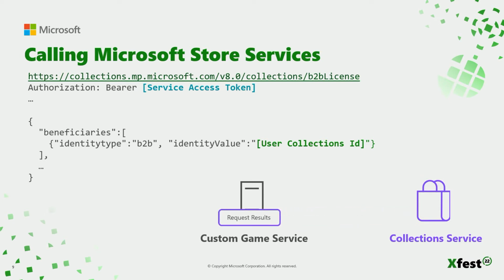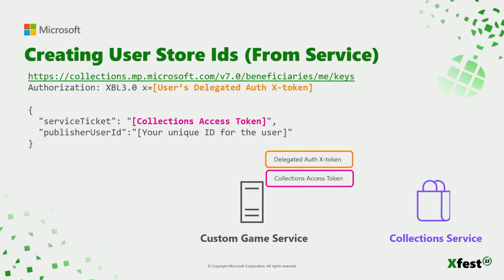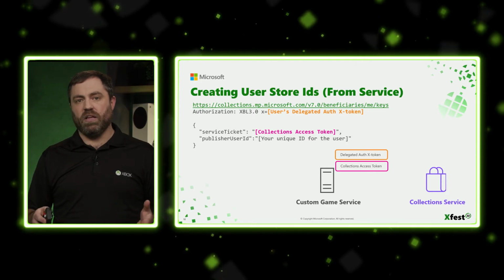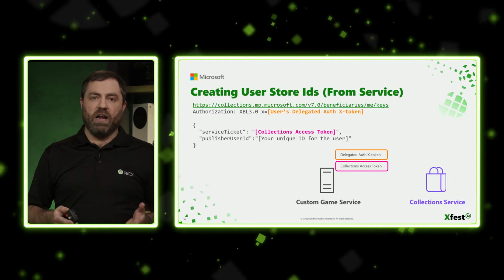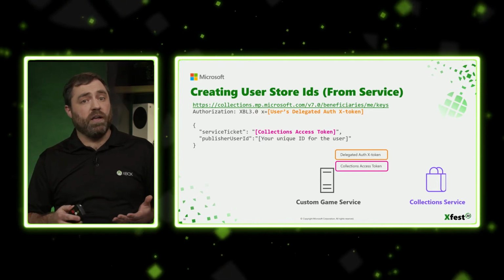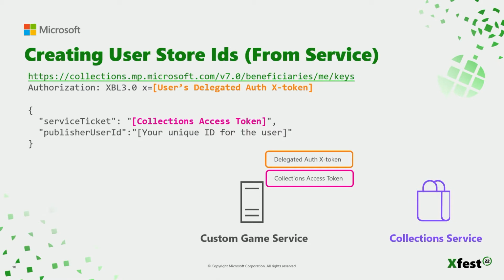There is an alternative flow to generate the user store IDs from your own service if you're already using delegated auth X tokens. In this flow, you can use an X token that identifies the user along with your collections access token to generate the user collections ID without exchanging the access token and calling the API on the client. This is specifically helpful if migrating existing services to use the Azure Active Directory flow without requiring client-side changes, or when using website OAuth to identify the Xbox Live user.